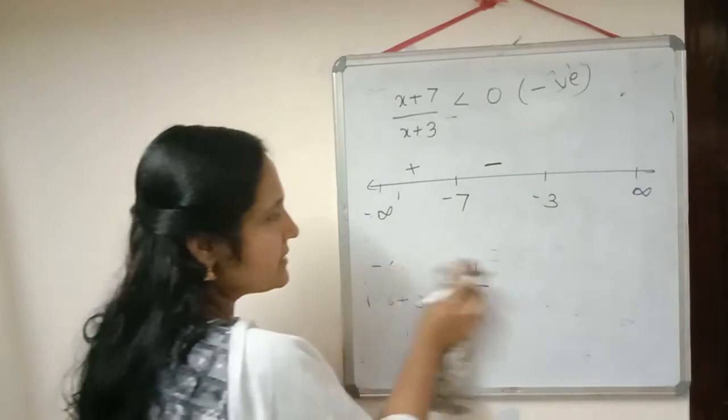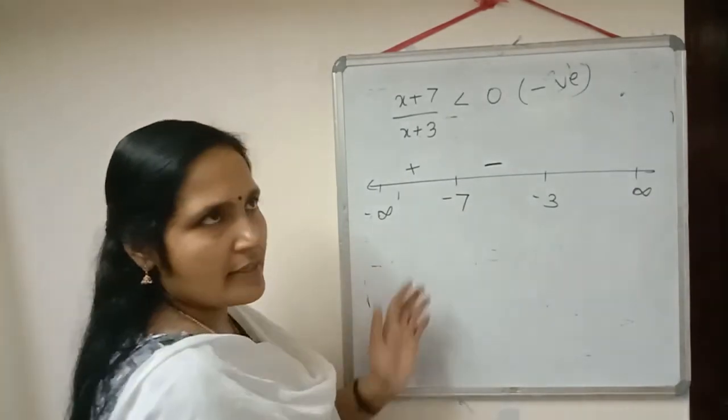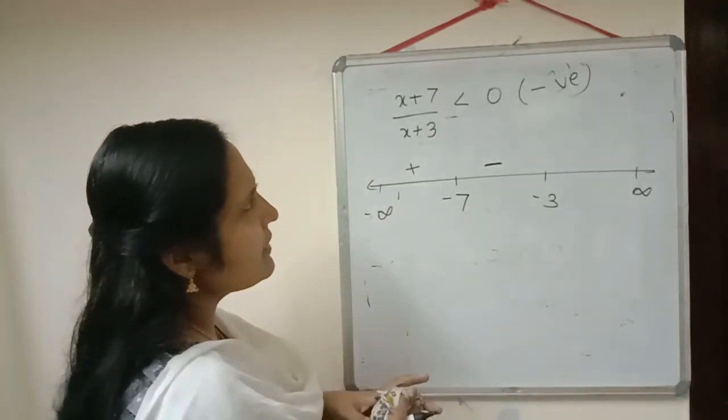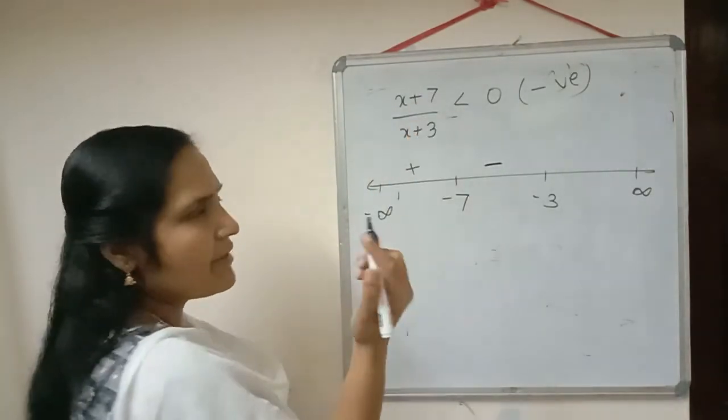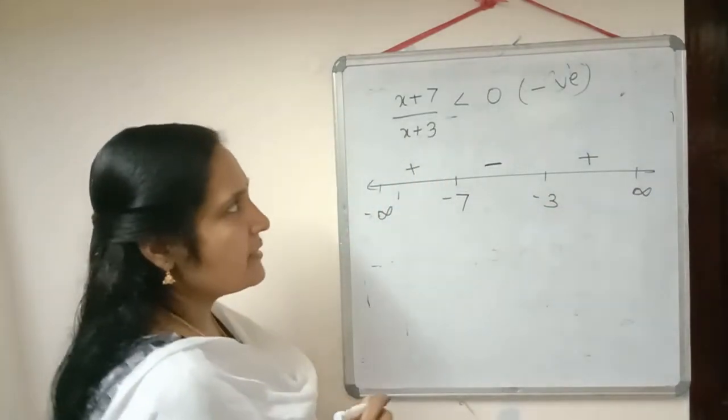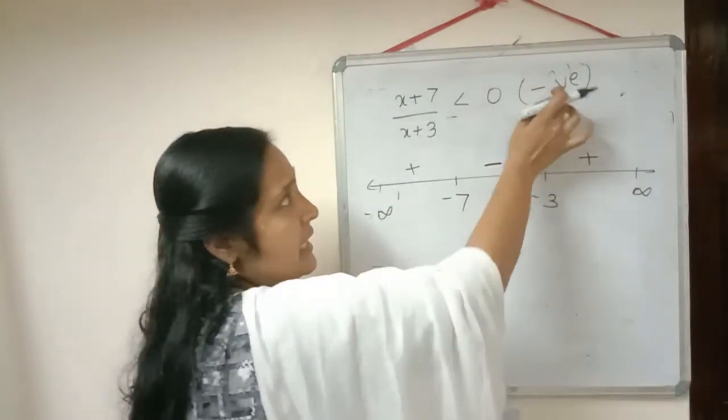Then between minus 3 and infinity, 0 will come. So take 0, and it will come 7/3. So here we are getting a positive number. But what we need is a negative number.